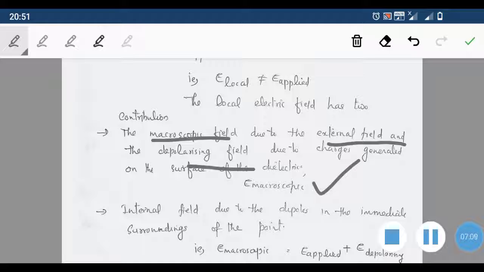So the first part of this local electric field is the E macroscopic. E macroscopic is the sum of the external field and the depolarizing field. Depolarizing field means when an external electric field is applied to a particular dielectric, within that dielectric some other electric field is produced, and this electric field will be in the opposite direction to that of the applied field. So that is the depolarizing field.